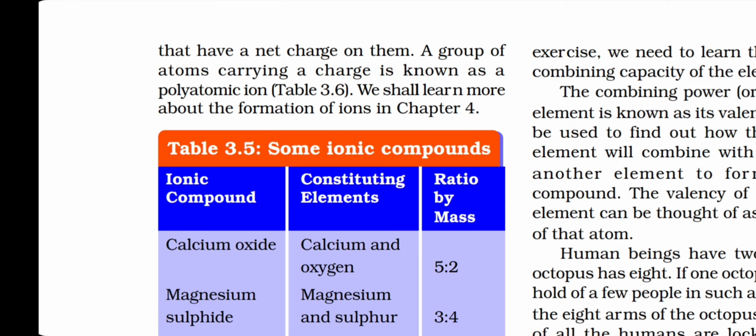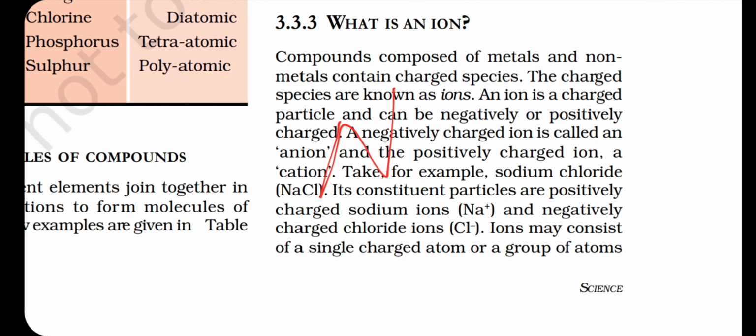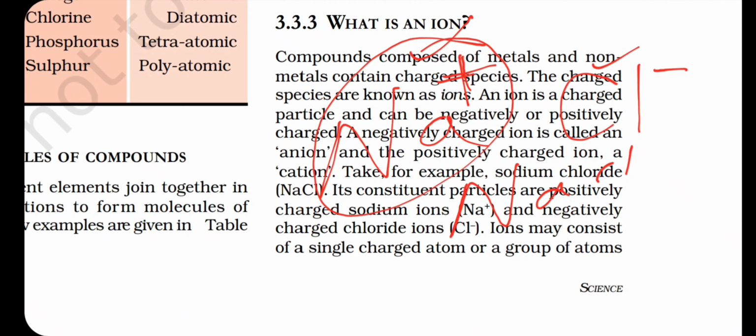So what I describe here is that compounds composed of a metal and a non-metal contain charged species. Suppose I take the example of NaCl. It is composed of a sodium ion, that is Na+, and a chlorine ion, that is Cl-. Those two combine to form NaCl. So those two are a positive ion and a negatively charged ion. The positive ion is called a cation, and the negative ion is called an anion. Okay.